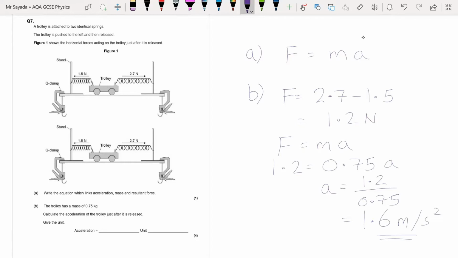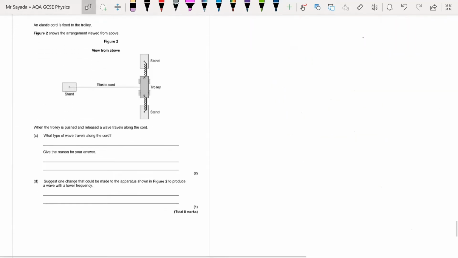Pause the video to mark and correct your work. Press play once you've done that. You should have now marked and corrected your work. Pause the video to do this question. Press play once you've done it. You should have now done this question.